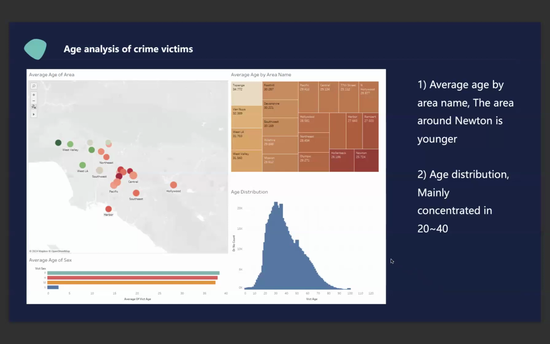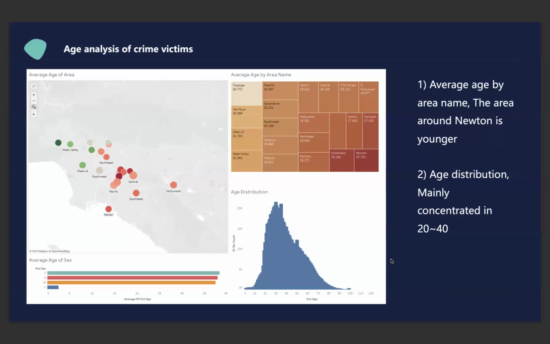This chart ranks the average age of victims across different areas, providing a clear and intuitive way for readers to compare the average ages. This visualization helps to quickly identify which areas have the youngest and oldest victim populations, aiding the prioritization of resources and efforts.